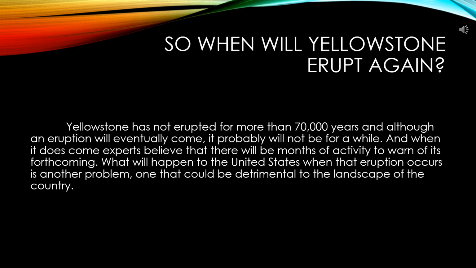Yellowstone has not erupted for more than 70,000 years, and although an eruption will eventually come, it probably will not be for a while. And when it does come, experts believe that there will be months of activity to warn of its forthcoming. What will happen to the United States when that eruption occurs is another problem, one that could be detrimental to the landscape of the country.